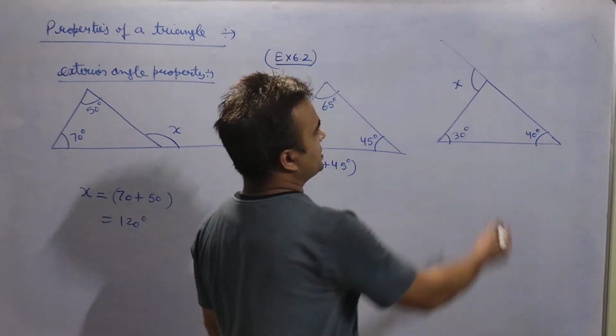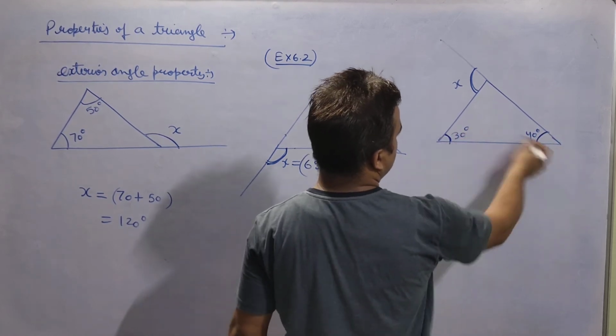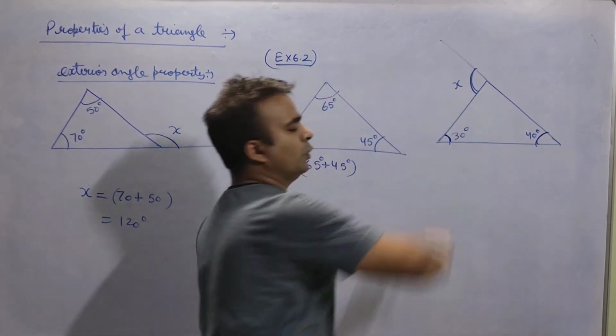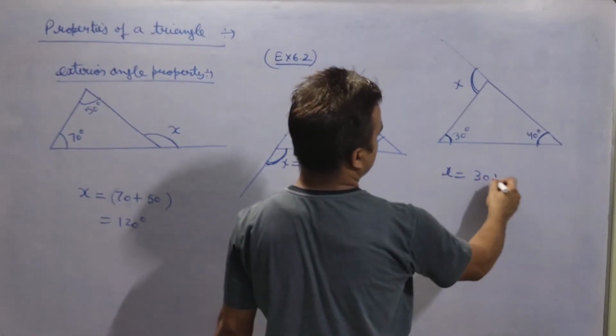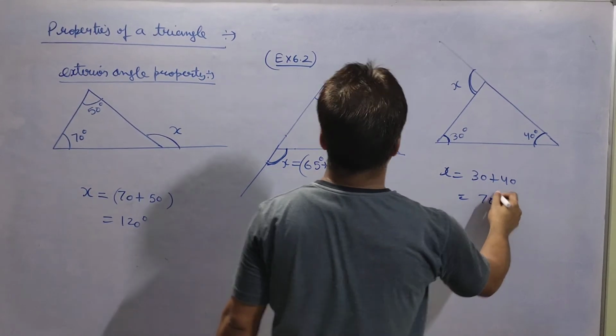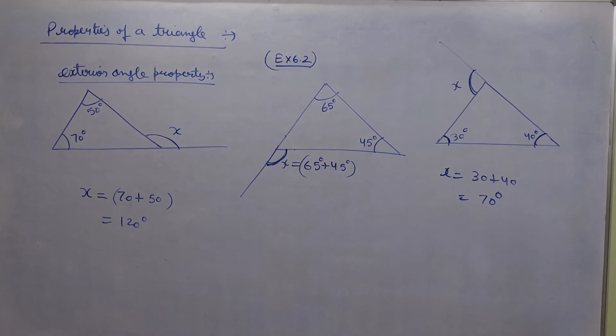In this case x, you know very well these 30 and 40 are interior opposite angles for this x. So what will it be? 30 plus 40, so it is 70 degrees. I hope this particular part is clear, how to use the property in the questions. Okay, now I'm taking one more example.